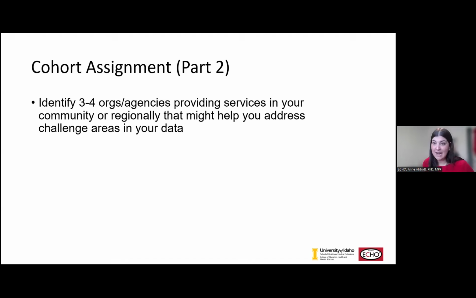So once we've listed out those populations and the data that we have for them, we'd like you to identify 3 to 4 organizations or agencies that are providing services in your community or regionally, right? So we know a lot of folks in Idaho are using those resources, be those public health, early ed, parent and family resources, that might help you address challenge areas in your data. So this is just a really light touch front end system to start thinking about partners and connecting them to what your data or existing needs in your school are.